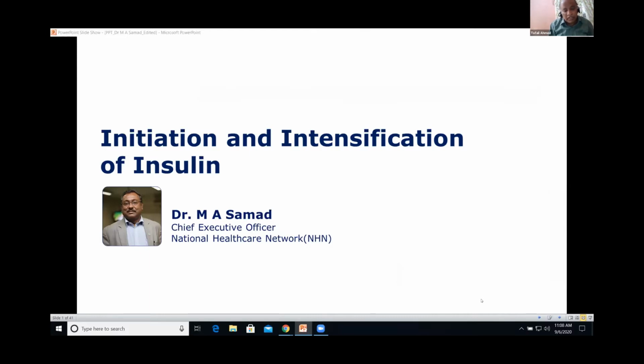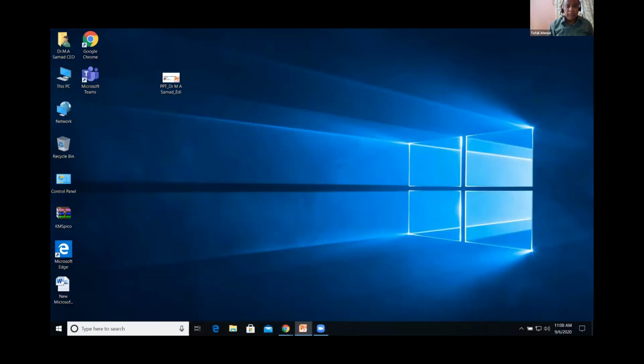How to initiate, how to break the barrier, and how to intensify the insulin therapy with the aim of having a safe, normal life for most of the diabetic patients, be he or she GDM, be he or she a type 1 or a type 2 patient.